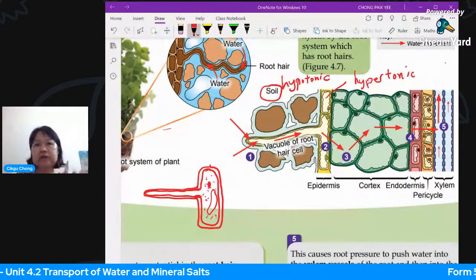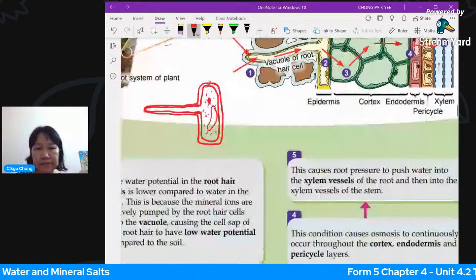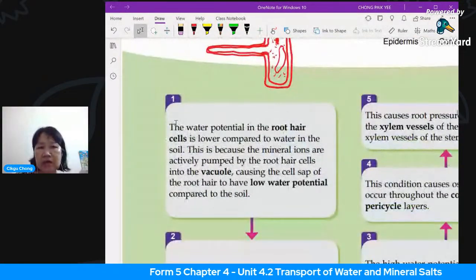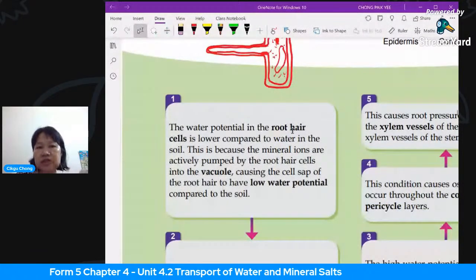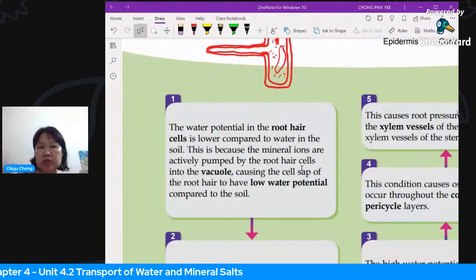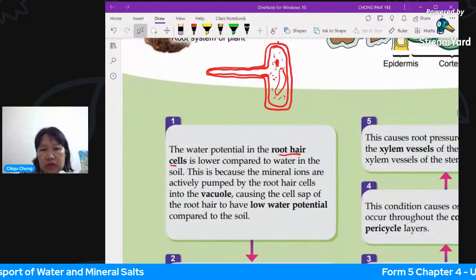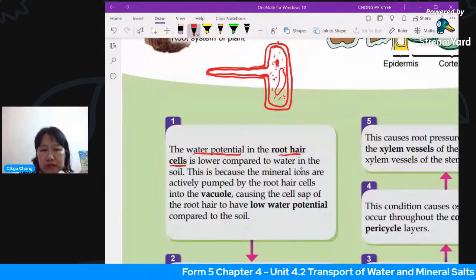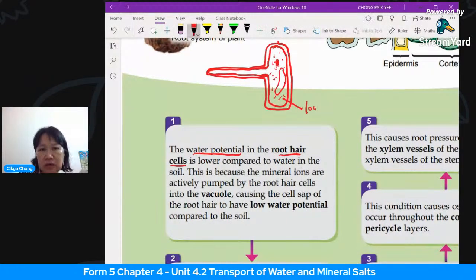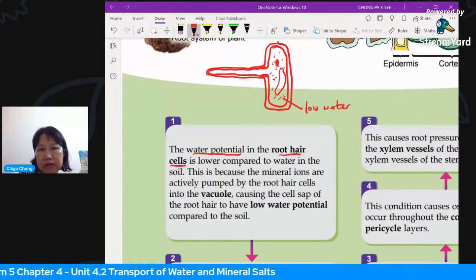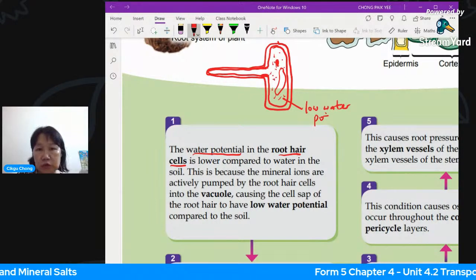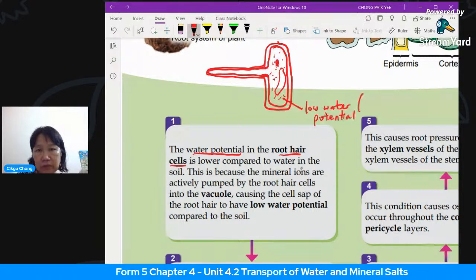All right, let's look at the explanation here. Number one, this whole thing explains the root pressure. Look here: the water potential in the root hair cells is lower. So it's talking about the root hair cells. Inside here should be less water, so we call it low water potential. Low water potential means there is more salt inside, and less water. That means this is a hypertonic condition.